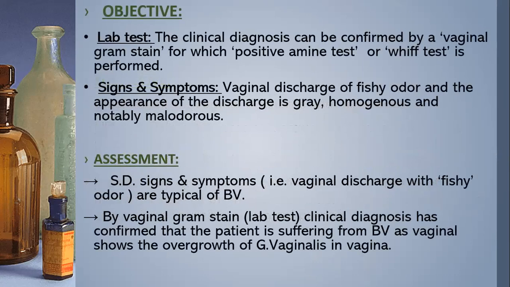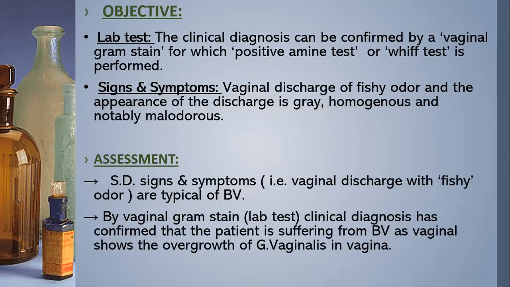In objective, the lab test that we usually recommend for the clinical diagnosis in order to confirm bacterial vaginosis is a positive vaginal gram stain, for which we perform a positive amine test or whiff test. In this test, we prepare our sample, and in that sample we add 10% KOH. In this reaction, a fishy odor is produced. Also, if clue cells are observed, and if the number of white cells is many, then it suggests that besides bacterial vaginosis, there could be another infection.